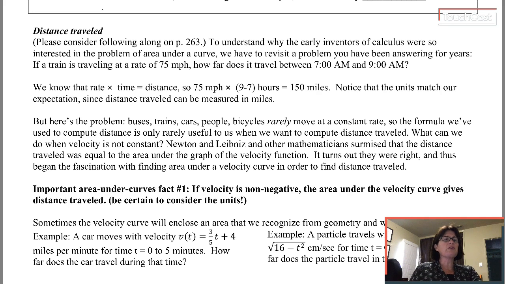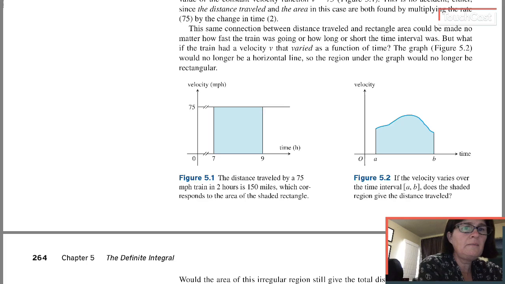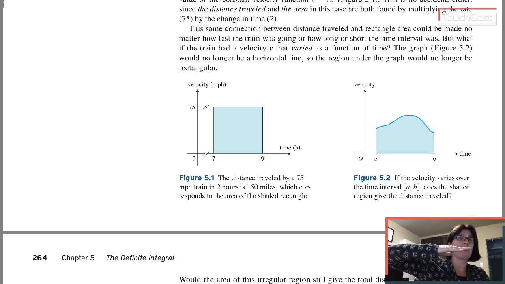So if you'll notice that picture on the page, that's page 263. If you look at that figure 5.1, that's a graph you could use to understand the train problem a little bit. You know the rate at which the train is going, and that's 75 miles an hour. It doesn't change, which is why it's a horizontal graph.